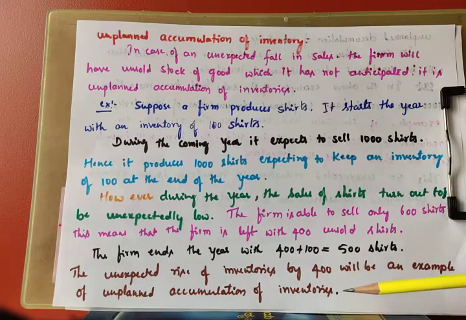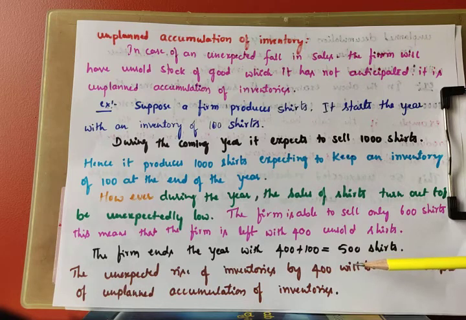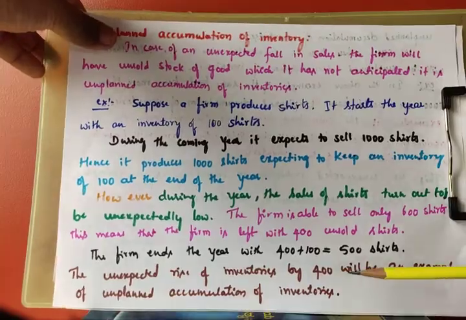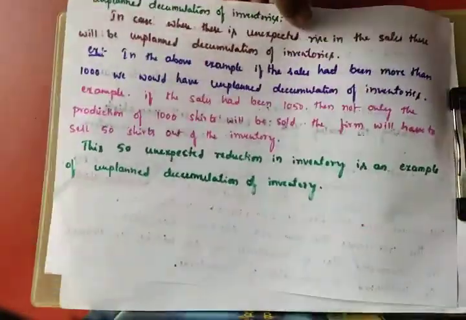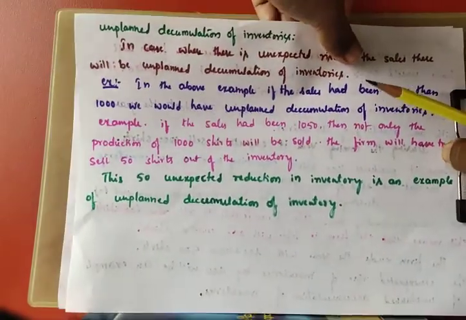Unplanned accumulation of inventories. See, inventories are rising. They decided to keep an inventory of 100 shirts, but because of the unexpected situation, it has risen to 400 plus 100, totally 500. This is called unplanned accumulation of inventories. Okay, and one more, unplanned decumulation.